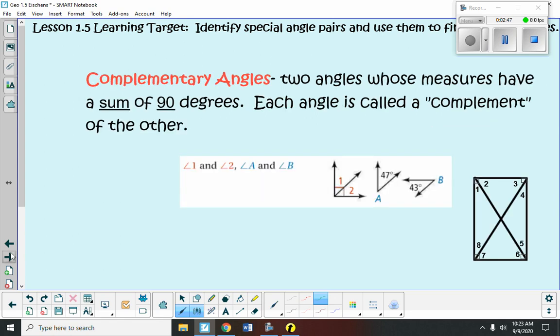Complementary angles are two angles whose measures have a sum of 90 degrees. So if you add the two angles together, they add up to 90 degrees. Each angle is called a complement of the other. Here we have some examples. This little box right here tells us that we have a right angle, which means it's 90 degrees, and we'll be talking more about that later. If you add angle 1 with angle 2 using the angle addition postulate, they add up to 90, which means that angle 1 and angle 2 are complementary.